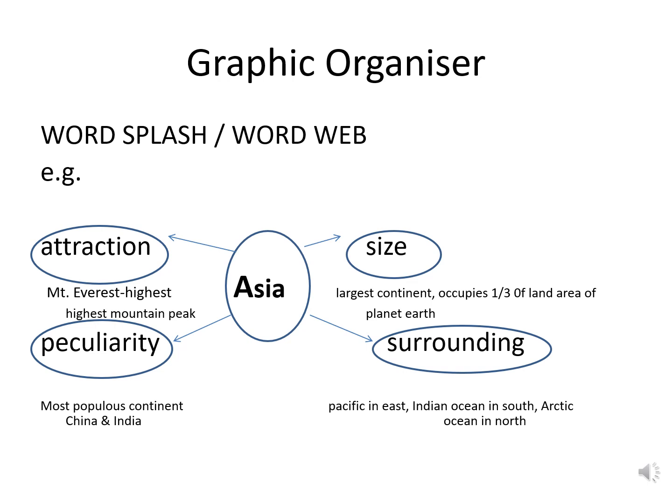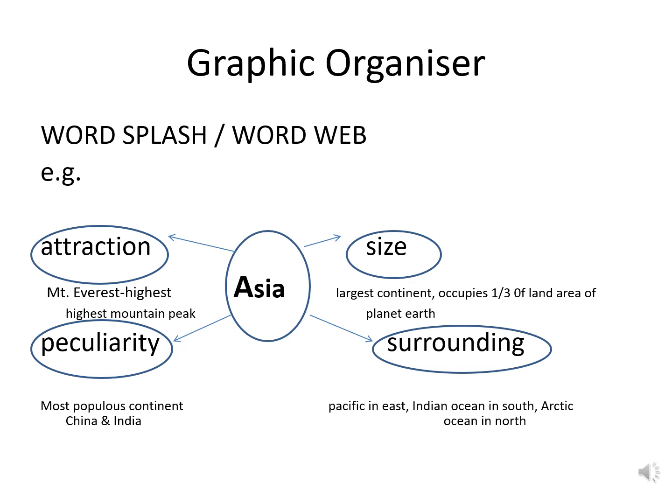Now there are many graphic organizers. We can use one technique, that is word splash. You can also say it as a word web. Now for example, if we select the first continent, that is Asia, put Asia in the center, line out the arrows and think what you can write about it.